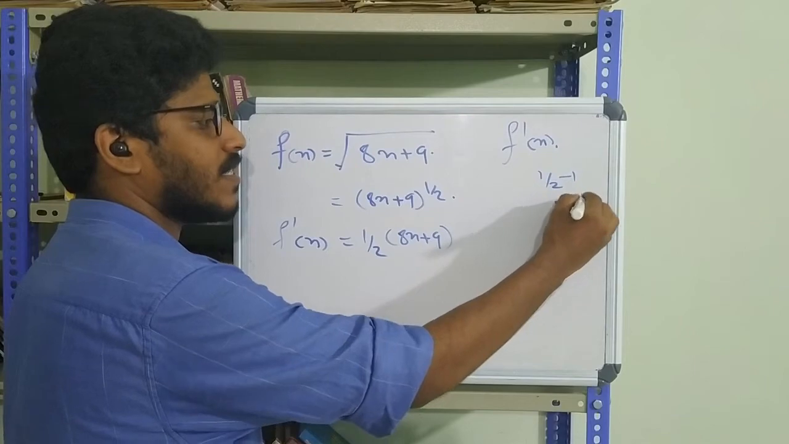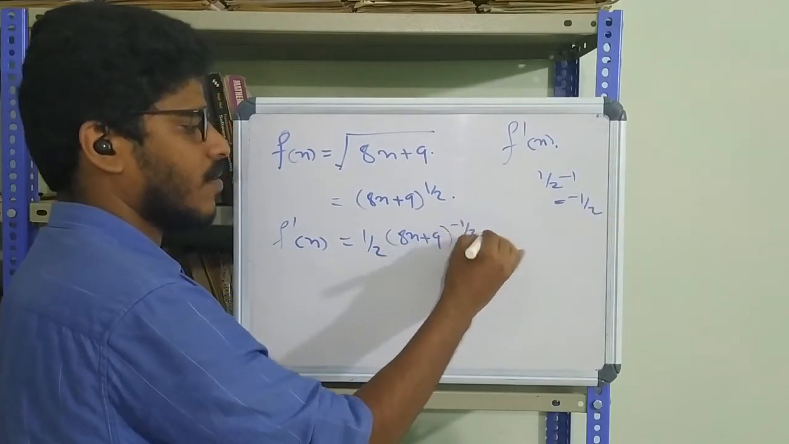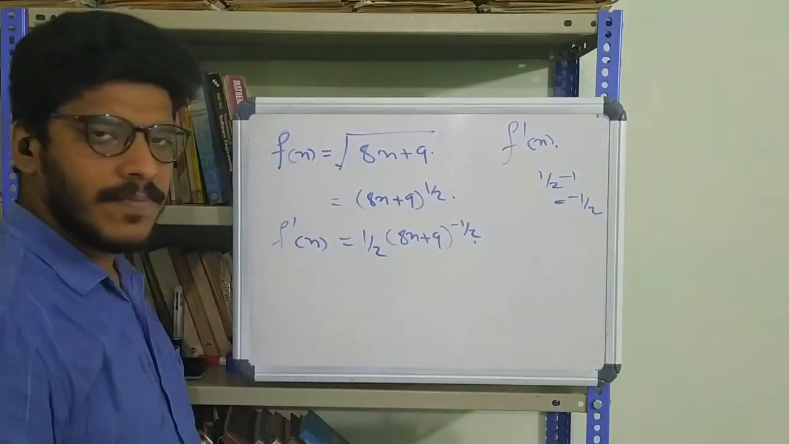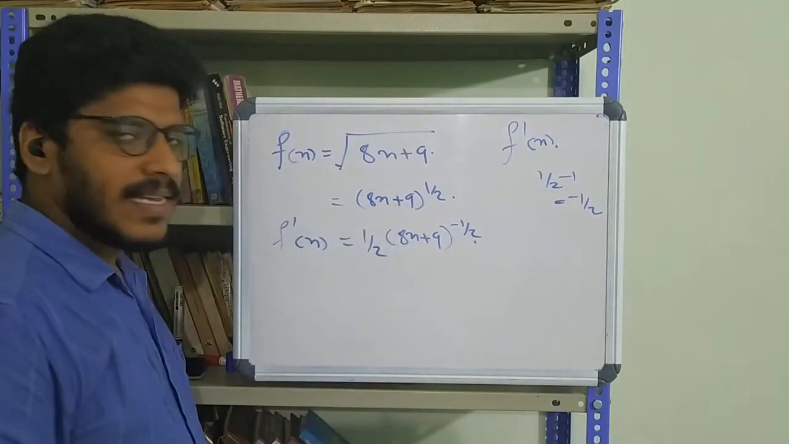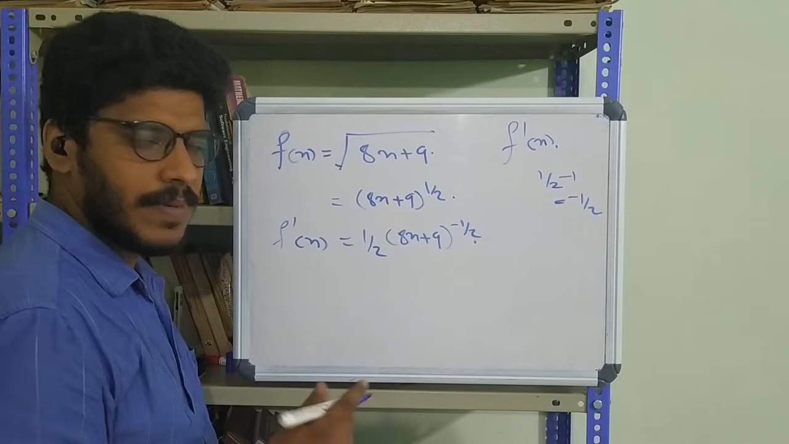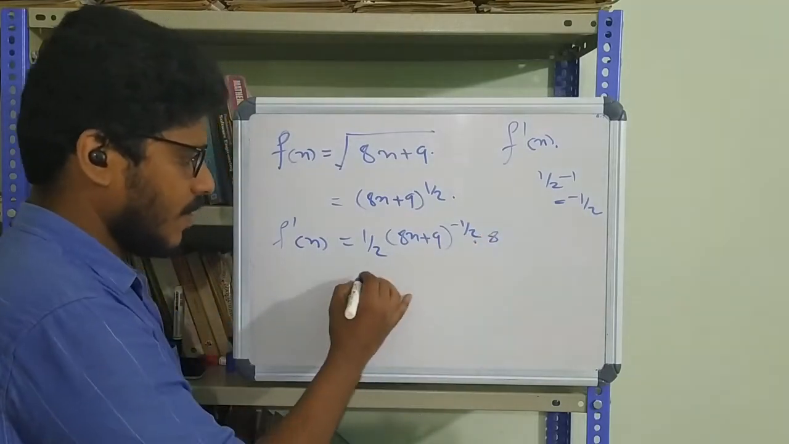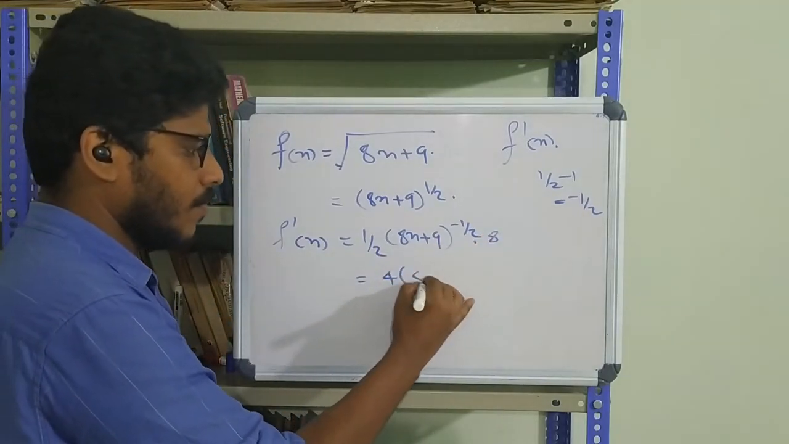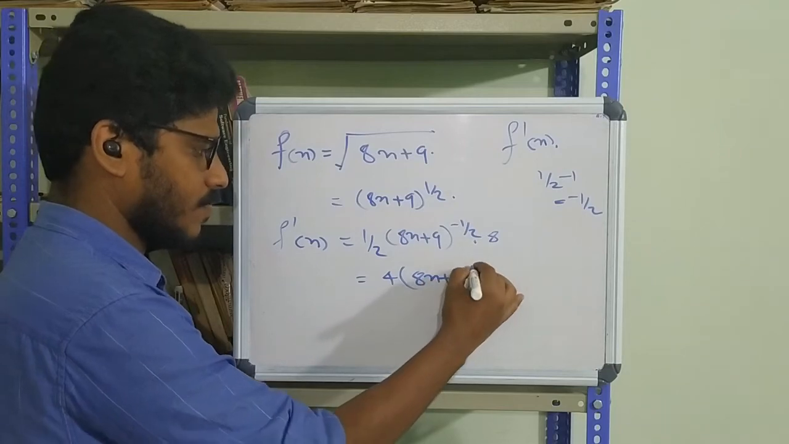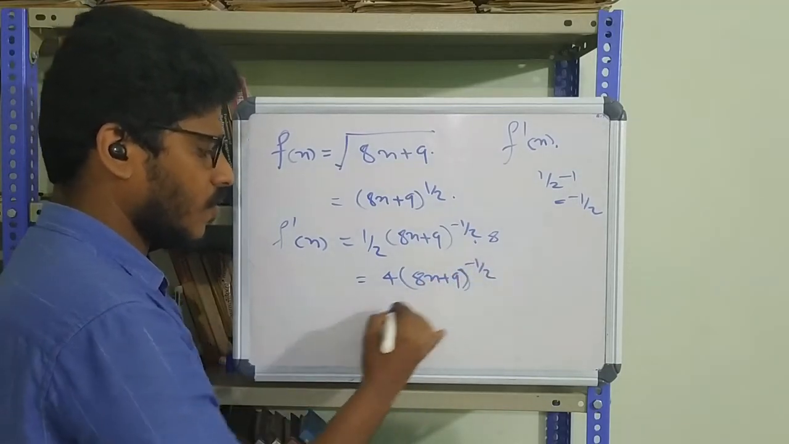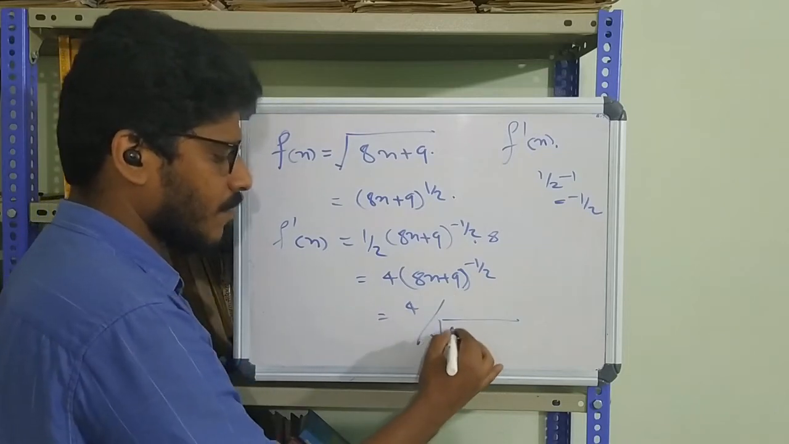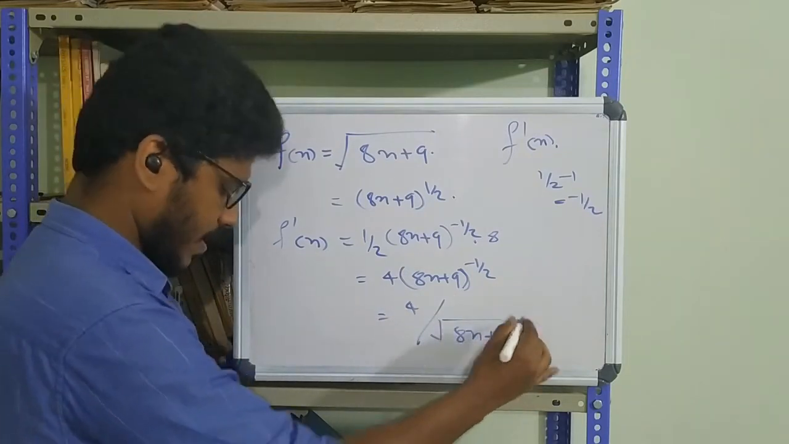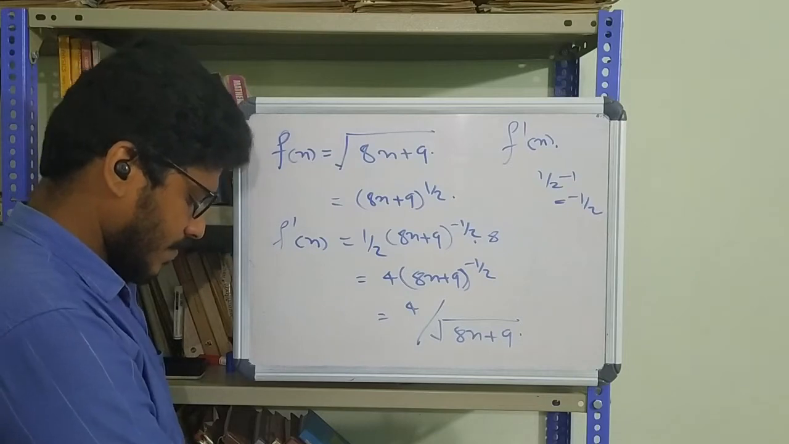1 by 2 minus 1 is negative 1 by 2. So negative 1 by 2 into derivative of 8x plus 9. See, 8x plus 9 is a linear function, so the coefficient of x will be the derivative, so into 8, which means 4 into 8x plus 9 raised to negative 1 by 2, or 4 divided by root of 8x plus 9. Right.